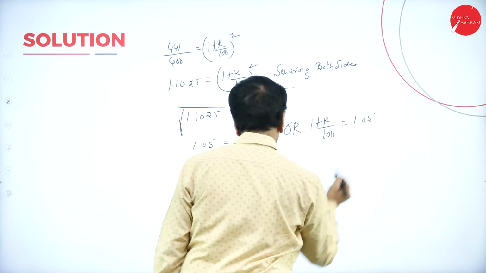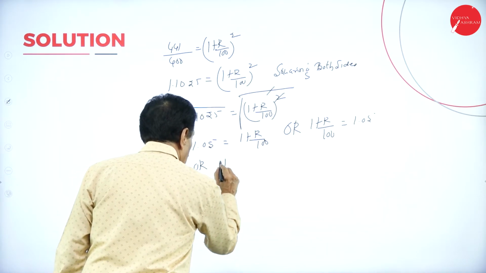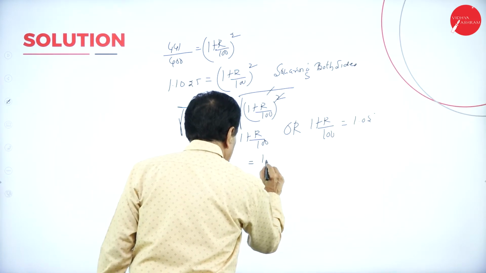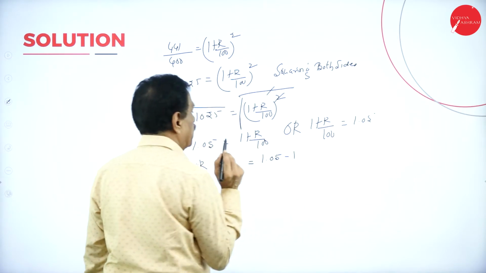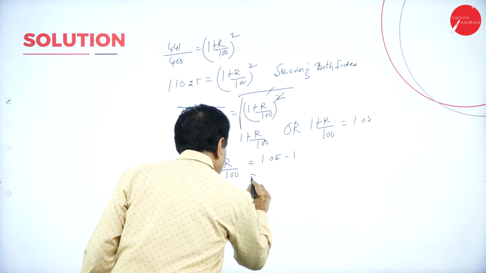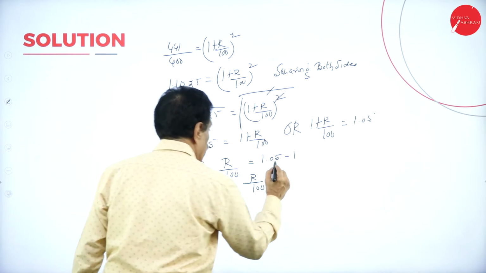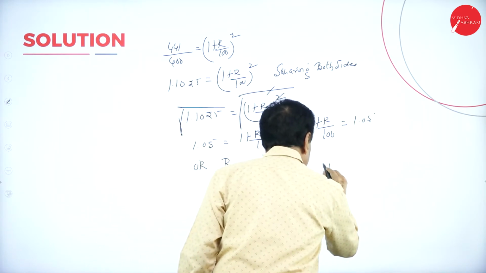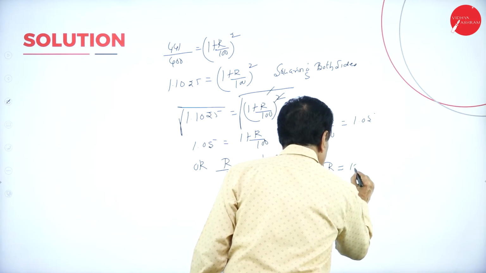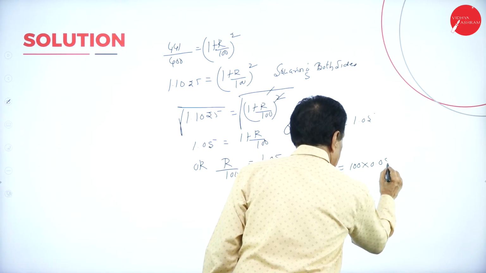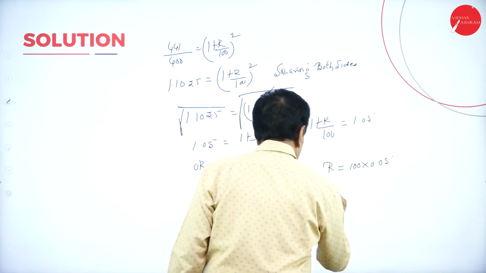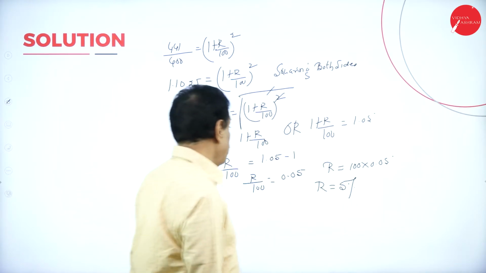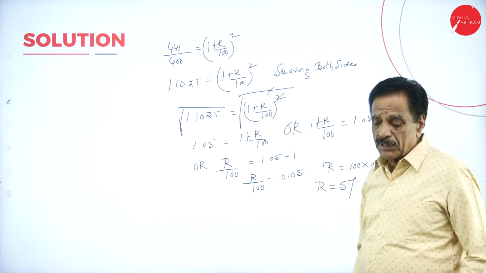You take the 1 to the other side: R divided by 100 is equal to 1.05 minus 1, so R divided by 100 is equal to 0.05. Cross multiply, R is equal to 100 into 0.05. So it works out R is equal to 5%.